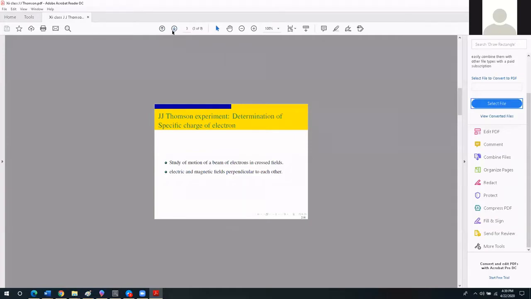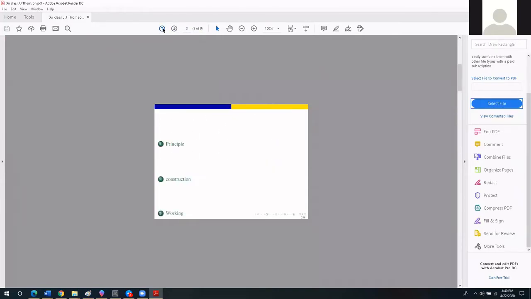This J.J. Thomson experiment is very, very important for a long question, and in the exam you must make a very nice, clear diagram, and no need to write a lengthy paragraph on the construction. A simple, short and sweet paragraph will be the best on the construction. Before that, you must first write the principle. Here I'll show you its format. First you must write the principle. What is the principle of this experiment? Hope you know. That is to study the motion of a beam of electrons in cross fields, that is, the electric field and magnetic field applied perpendicular to each other.